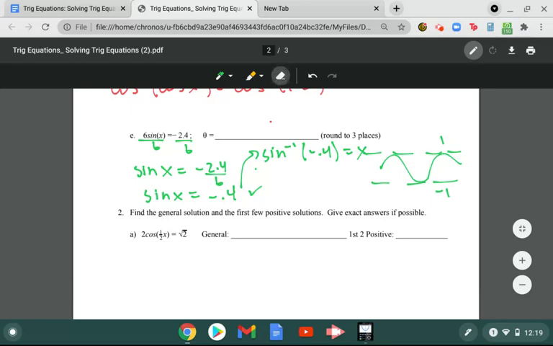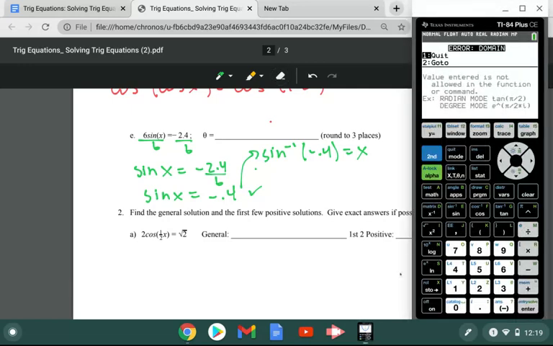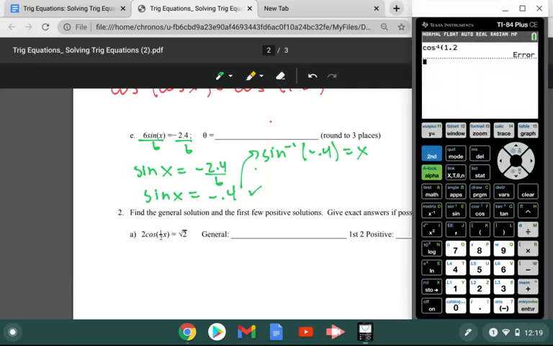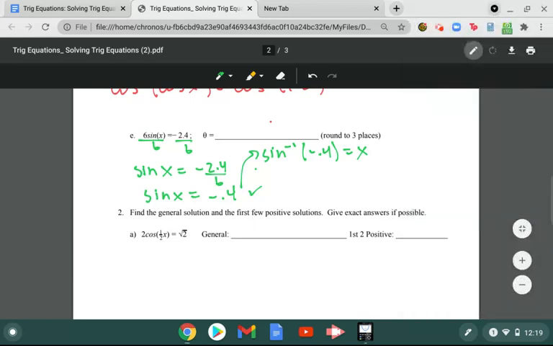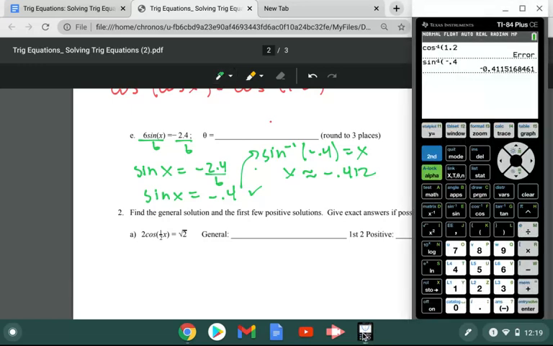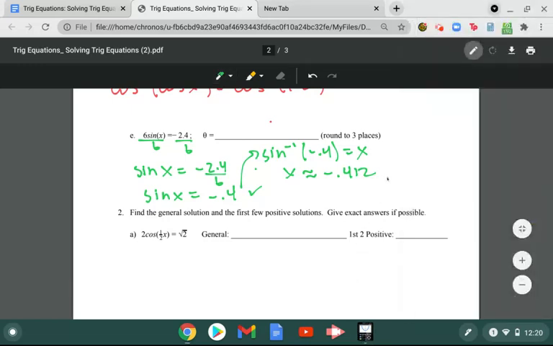Let me erase this, it's kind of in my way. So that's going to give me one of my solutions. I can just hit enter here. And then I want second sine inverse of -0.4. Make sure you use the little negative. And we get -0.412 if I round. So x is about -0.412. Did I get that right? -0.412.